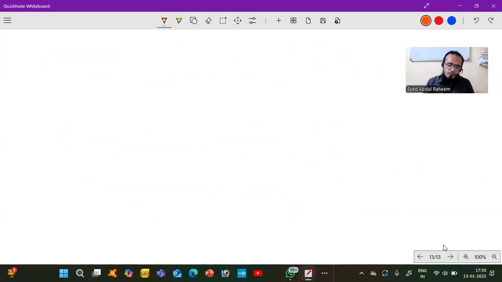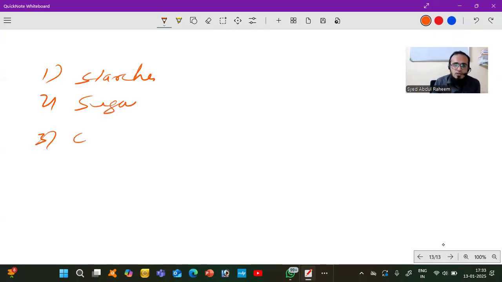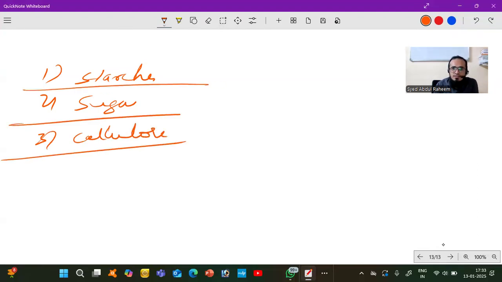So we have different types of food. In that food we have different types of things like compositions. Basically the compositions are three types. The composition which is present in the carbohydrates: one is starch, another one is sugar, third one is cellulose. So we'll discuss all these three things.